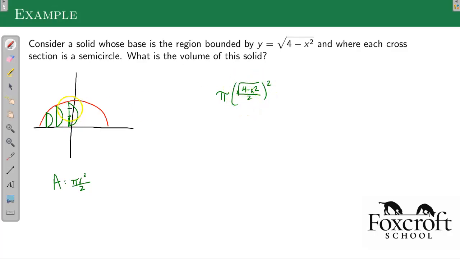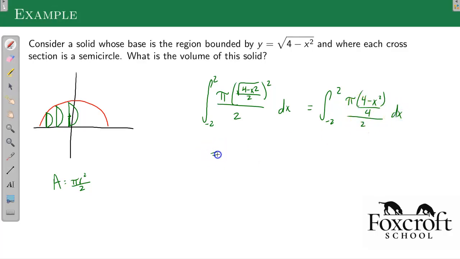semicircle. Why is it over 2? Because this is the diameter going from top to bottom. It's only half of that, over 2. So this is the area of each semicircle. And then I need to add up all the semicircles from -2 to 2. I can do a little bit of simplifying. And that is the integral we try to evaluate.